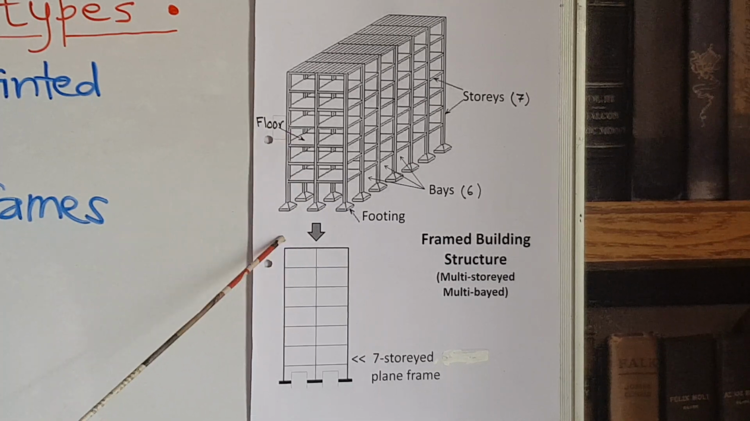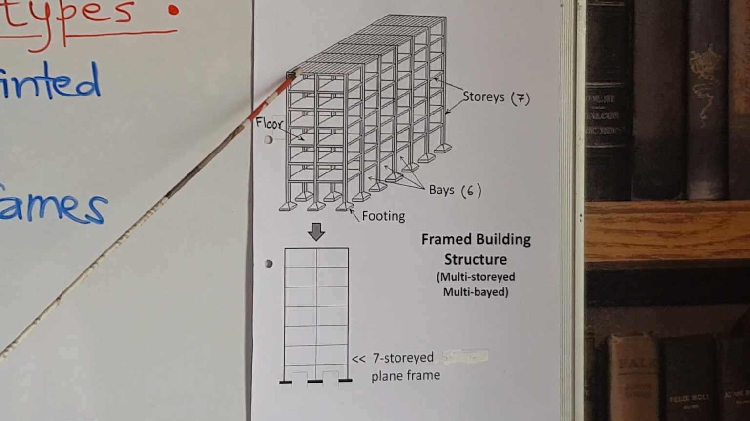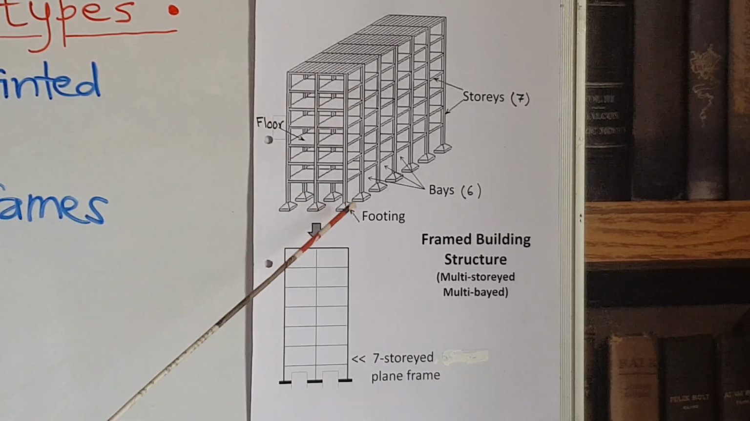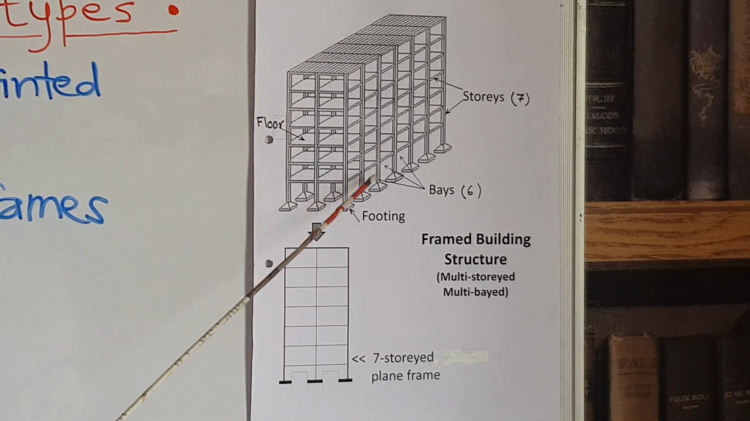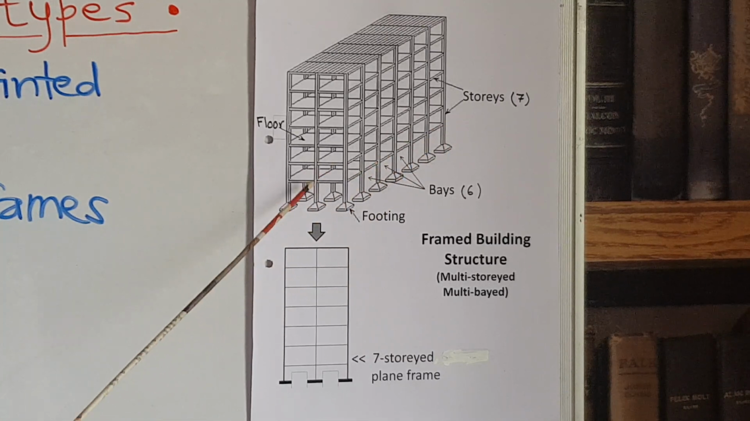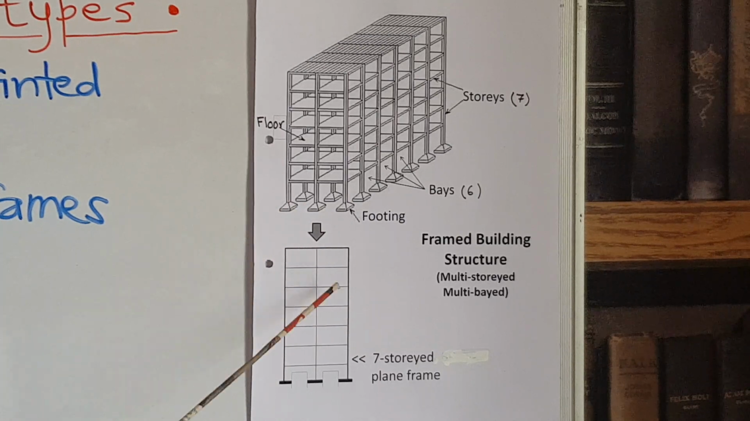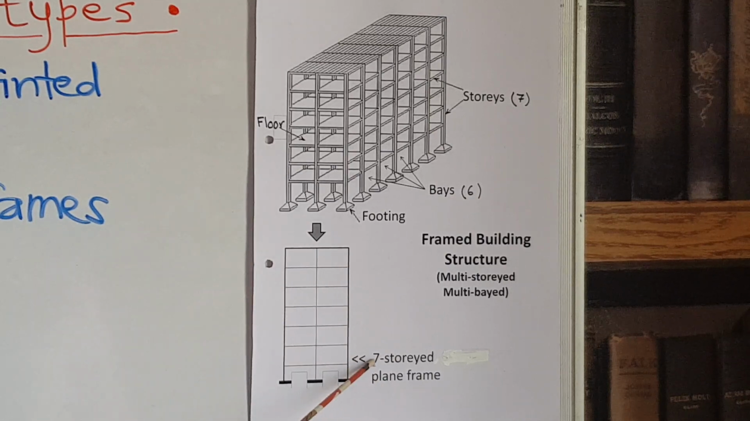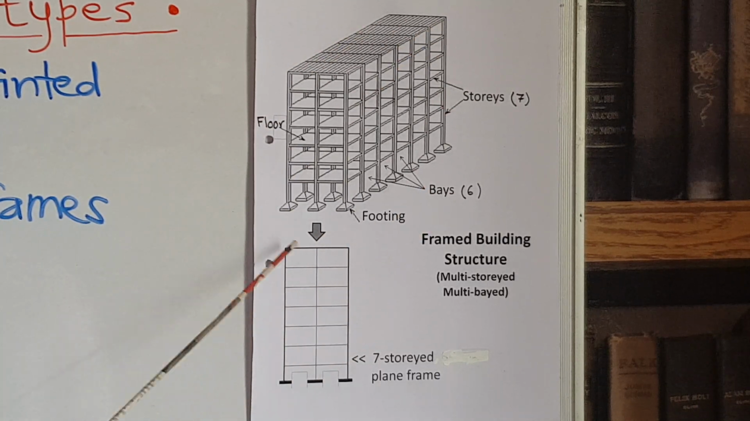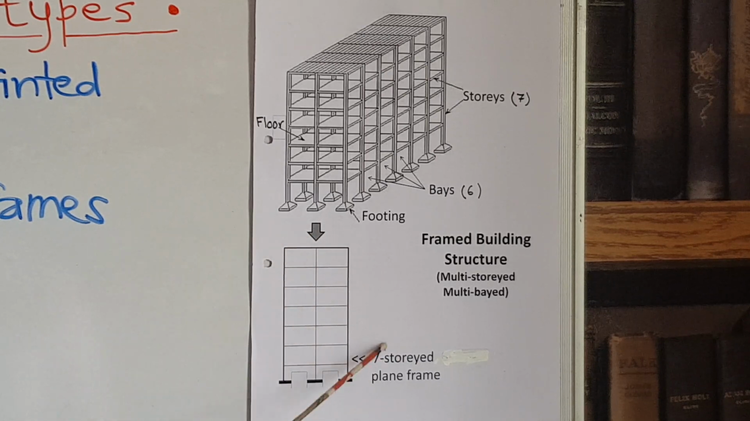Now if we look at this frame, you can look at this structure as a series of such frames. This is 1, 2, 3, 4, 5, 6, 7. So there are some 7, 8 frames which are making this structure. So it is a combination of individual frames like this. So this becomes a 7-storied plane frame, and this structure becomes a 3-dimensional structure by assembly of these frames together. So this frame will be called as a portal frame. This is the object of our study.